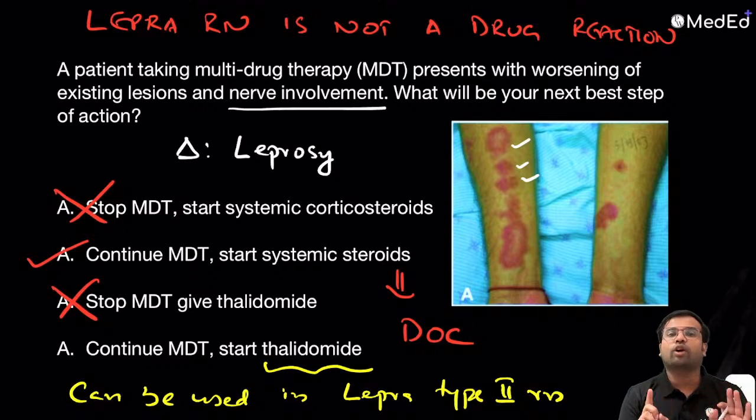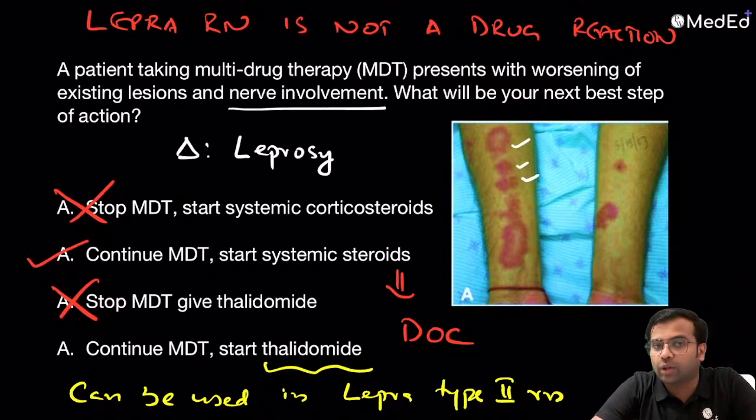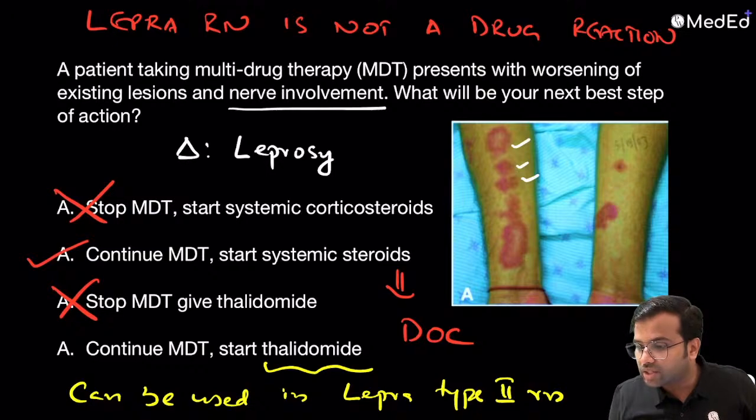But remember, drug of choice for type 1 as well as type 2 is always going to be systemic steroids like prednisolone. That is going to be the drug of choice. One more additional drug that you can remember is thalidomide. And where is thalidomide used? It is not used in type 1. It is used in type 2 lepra reaction. Is that clear? Okay. Thank you so much, Avinash.